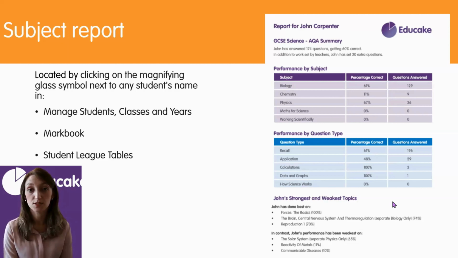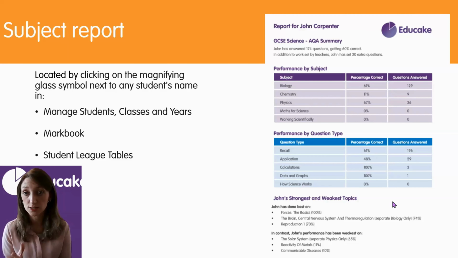In addition to a specific quiz report, you can also get subject reports. So these are, as you'd expect, just for an entire subject. It has collated the information. So it sort of takes it one step further than just that quiz report. And you can locate these by clicking on the magnifying glass symbol next to any student's name in any of those 3 areas on Educake.